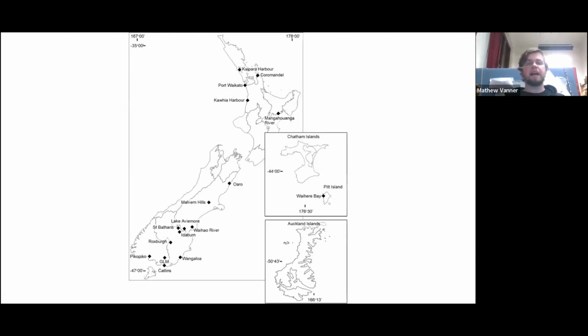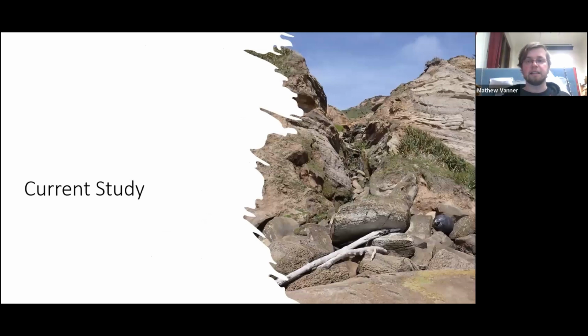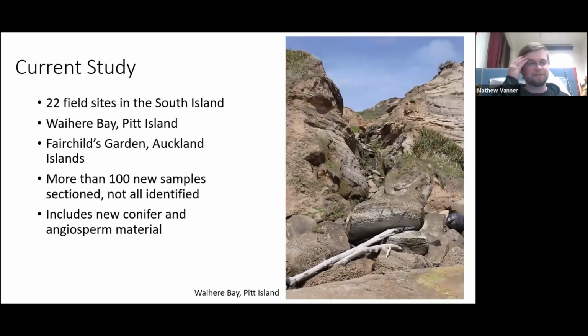So this is what the map of studied sites from New Zealand looks like before I started my PhD. And as we move into the current study, hopefully we'll see a slightly more full map after that.